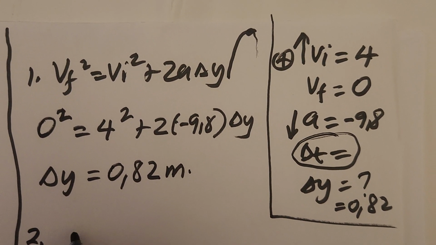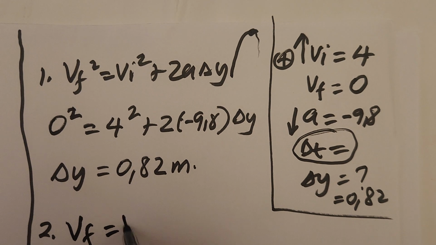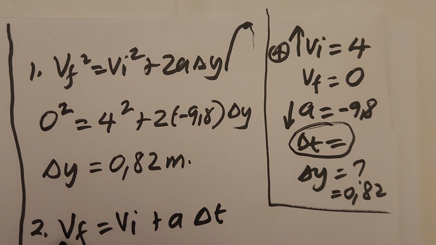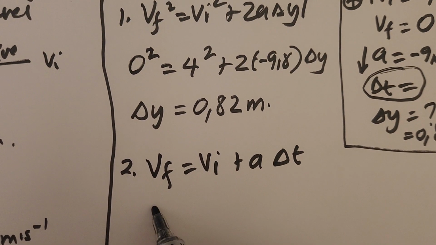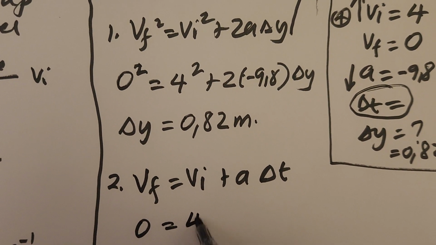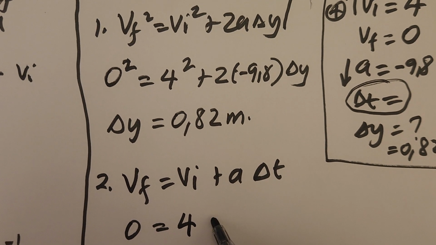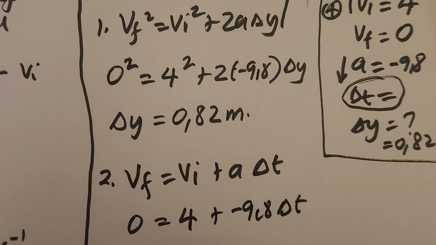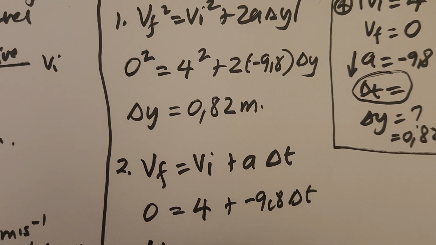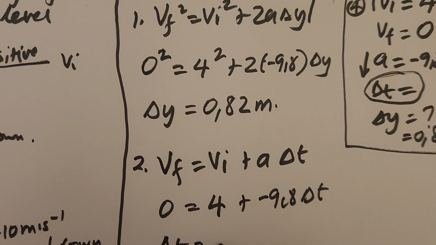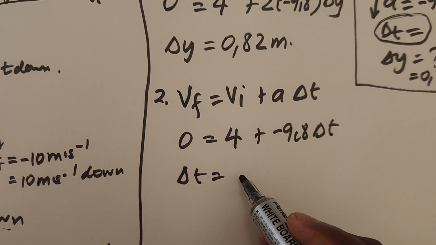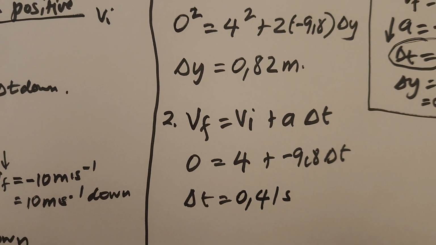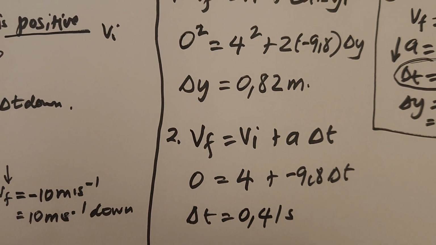Now let's go for the easiest formula, which is the first one. VF equals VI plus A delta t. Then we substitute. Final velocity is 0. Initial is 4. And then plus negative 9.8 delta t. Now if you work it out with your calculator, you will get that delta t equals 0.41 seconds. That is the time it takes for the ball to reach the maximum height.